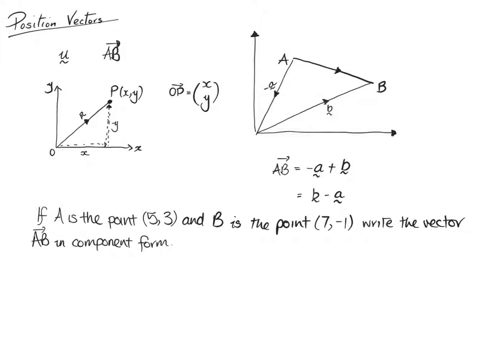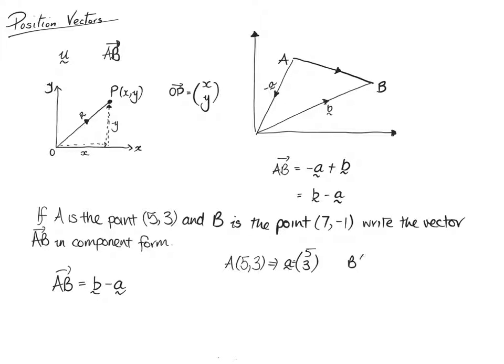Okay, so we know that AB is equal to B take away A. That's something you need to remember. It's just a learned fact that you need to remember. You don't get told it, you need to remember it. So if we have that A is the point (5, 3), then that means that the vector A is (5, 3). So it's easy as that.